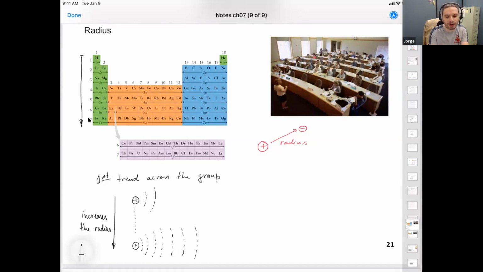And the reason for that is that any new period means addition of extra shells. And that's why there is the increase in the radius. And you can go in any of the groups of the periodic table, you will see the same trend. From top to bottom, the radius increases.